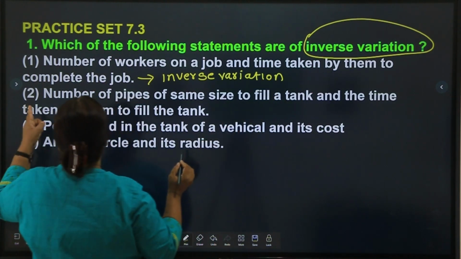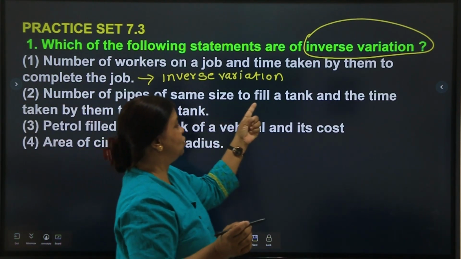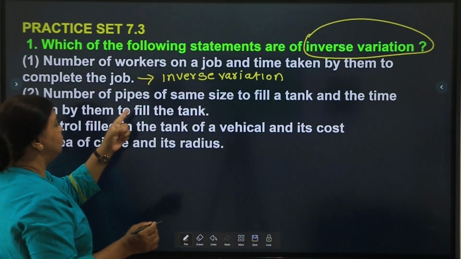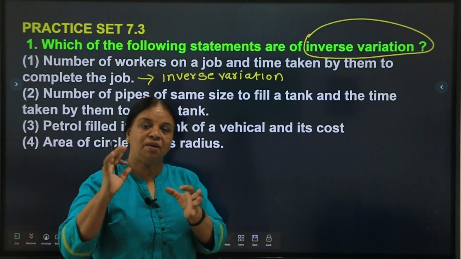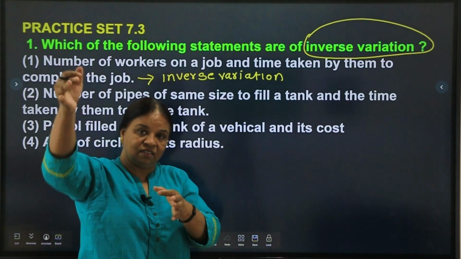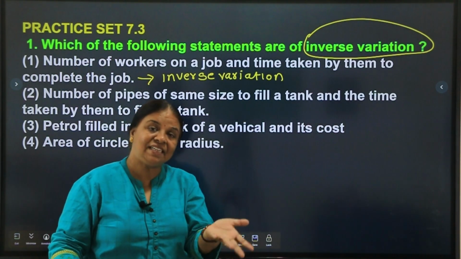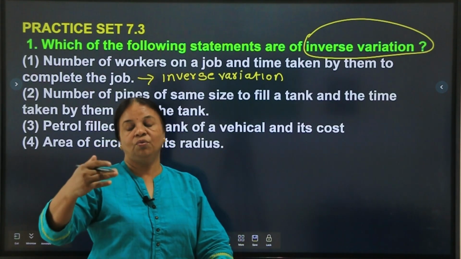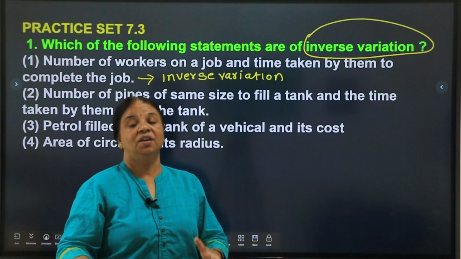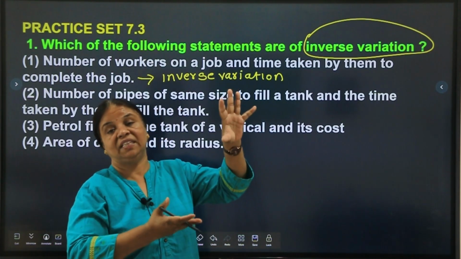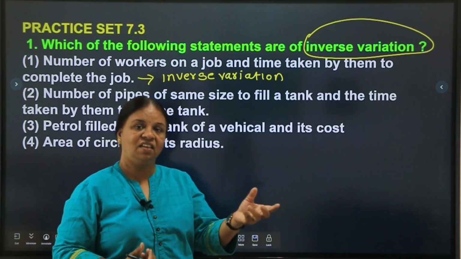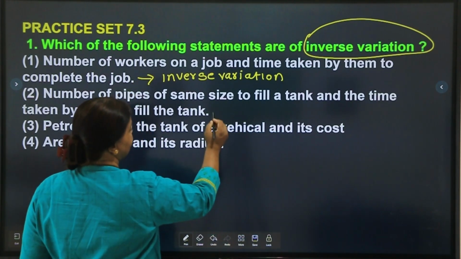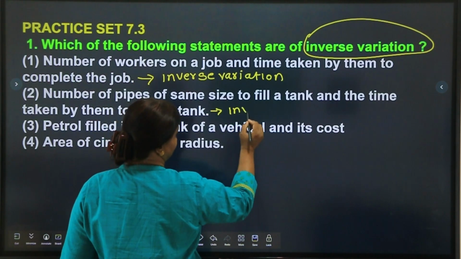Number of pipes of the same size to fill a tank and the time taken by them to fill the tank. If the number of pipes is increasing, time taken to fill the tank would be decreasing. One pipe will take a long time to fill a tank, but if 2, 3, 4, 5 pipes are there, the time taken to fill the tank will be less. So again this one is an inverse variation.